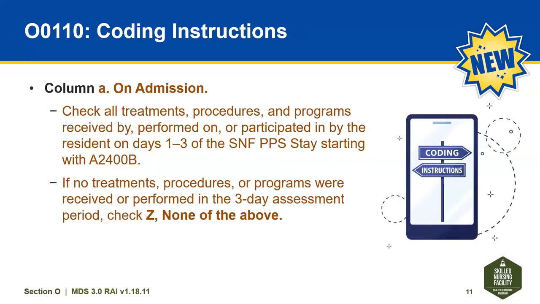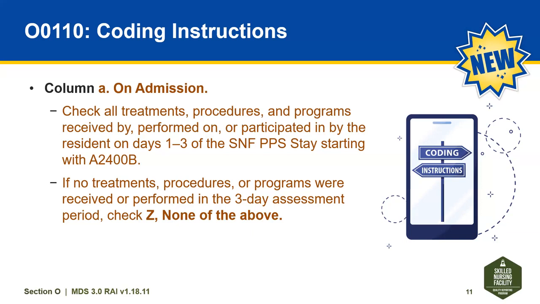And here are new coding instructions for column A, on admission. You will check all treatments, procedures, and programs received by, performed on, or participated in by the resident on days 1 to 3 of the SNF PPS stay, starting with A2400B, which is the start date of the most recent Medicare stay. If no treatments, procedures, or programs were received or performed in the 3-day assessment period, you will check Z, none of the above.